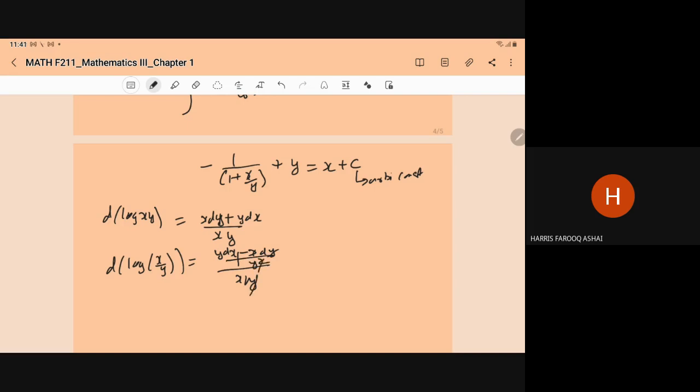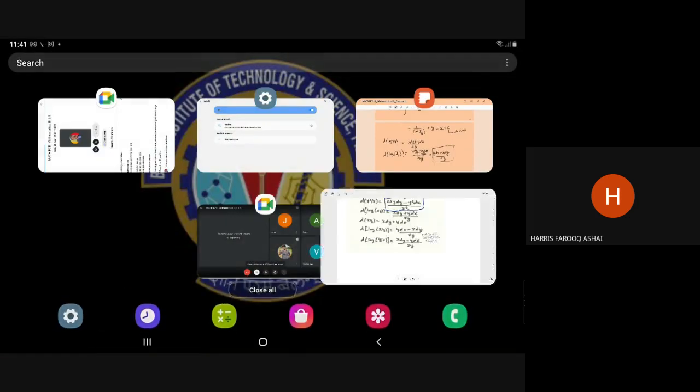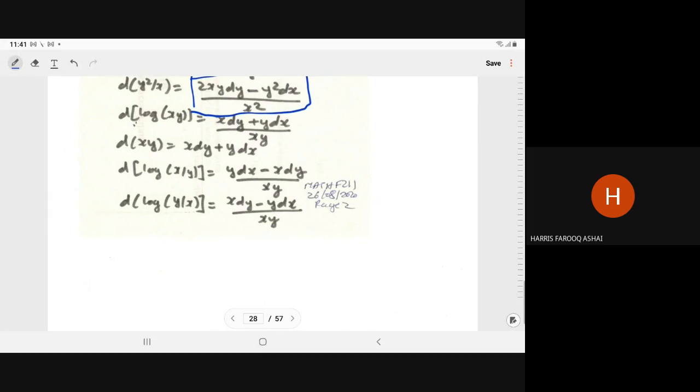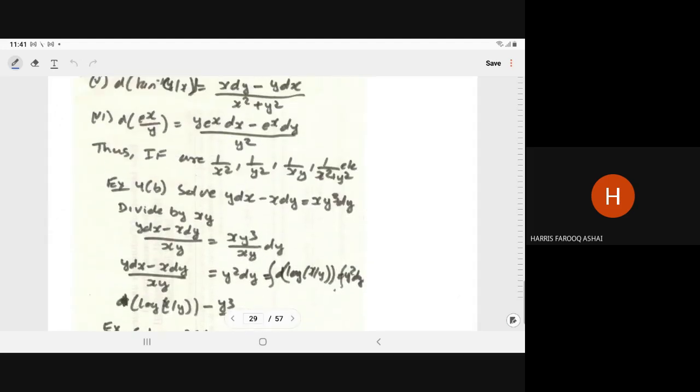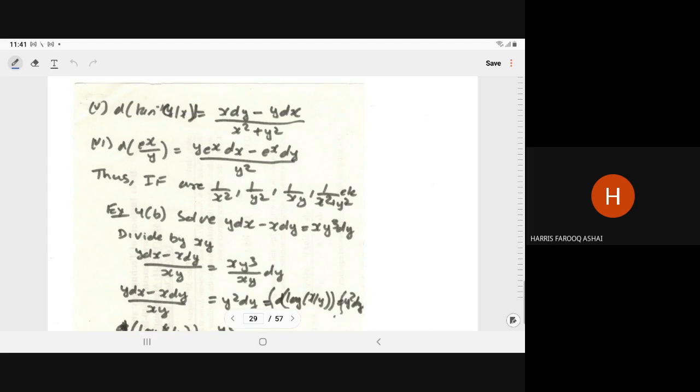So y and y cancel out. It will become y dx minus x dy upon xy. So if you have this type of form in any equation, then directly you can write it as d of log of x upon y. Similarly, d of log of y upon x is x dy minus y dx upon xy, right?